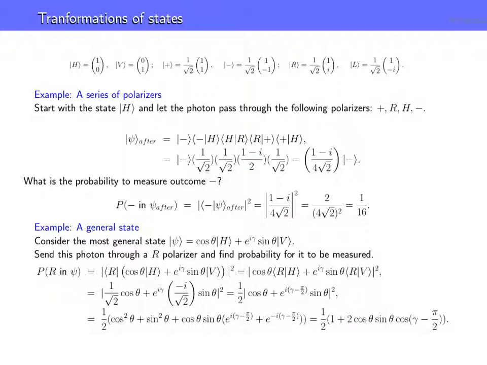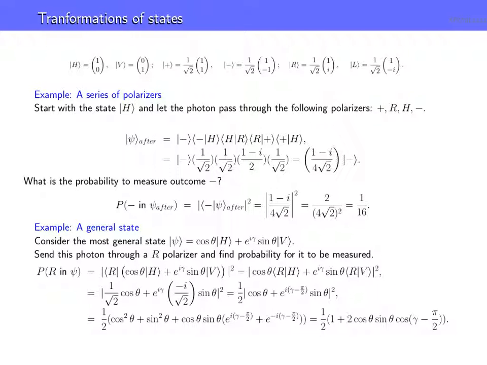Or one's complex conjugated. But remember, you should know this, and this is a form of a cosine, up to a factor of 2. So this is simply 2 times the cosine of the argument. So we put that here, and this is our result. That is a general answer here for measuring a right polarized photon when it's in this general state. And of course, it's going to depend on theta and gamma.